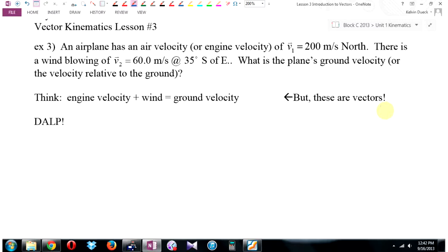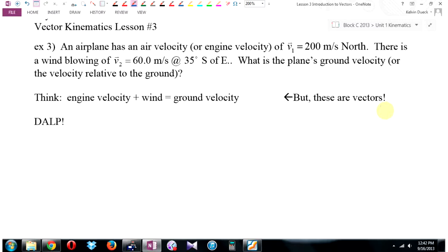It says an airplane has an air velocity or engine velocity of 200 meters per second north. In still air, it will travel 200 meters per second, and we're pointing the engines so that the plane is traveling due north. But there's a crosswind blowing 60 meters per second at 35 degrees south of east. What's the plane's ground velocity, or velocity relative to the ground? And here's what you want to think. The way airplanes work is their engine velocity combined with, the fancy word for combined with is plus, the wind results in ground velocity.